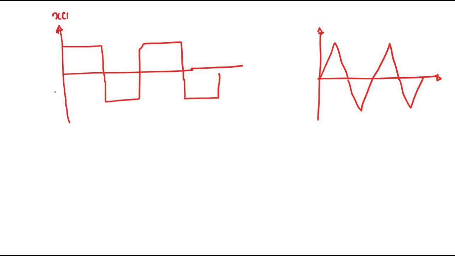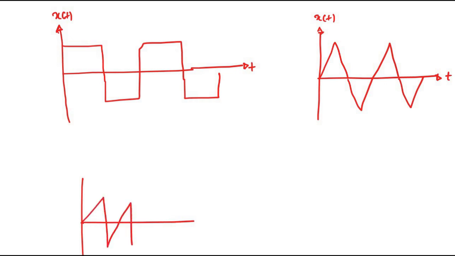So here we'll express x(t) versus t. They can be in this way, any shape it can be. The only thing is that a specific fixed pattern should be repeated after a fixed interval of time. That is the only requirement.